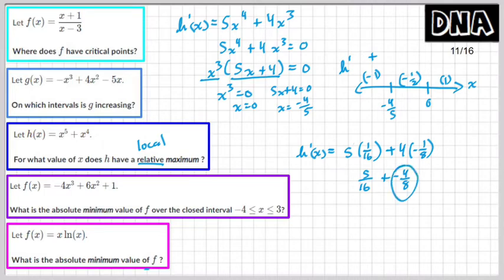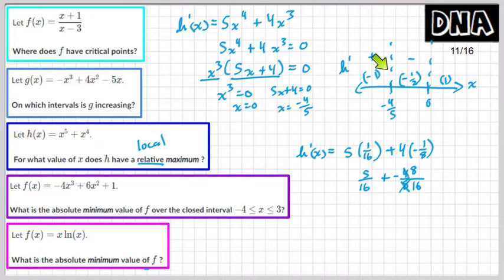Yeah, this number is definitely bigger, but if you weren't sure, you can make it have common denominators. And so we have more negatives than we have positives, and so this interval is going to be negative. Everybody good so far? Yes. Okay.